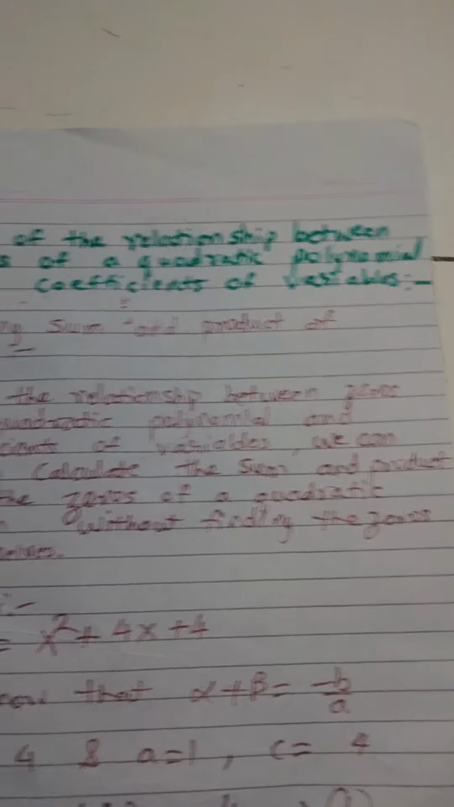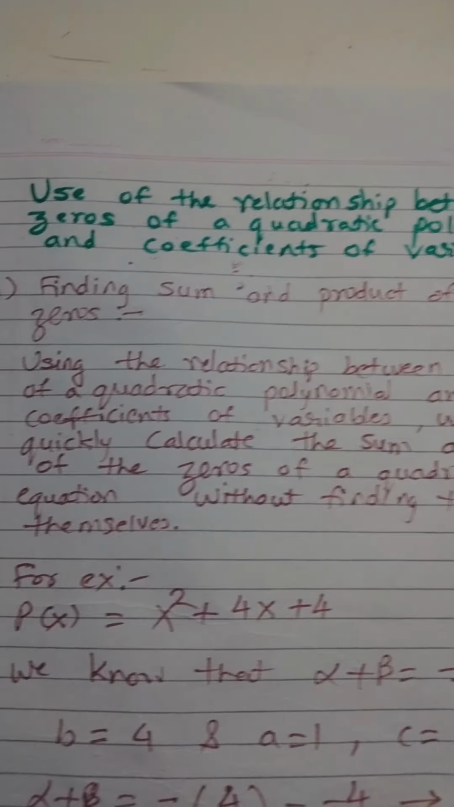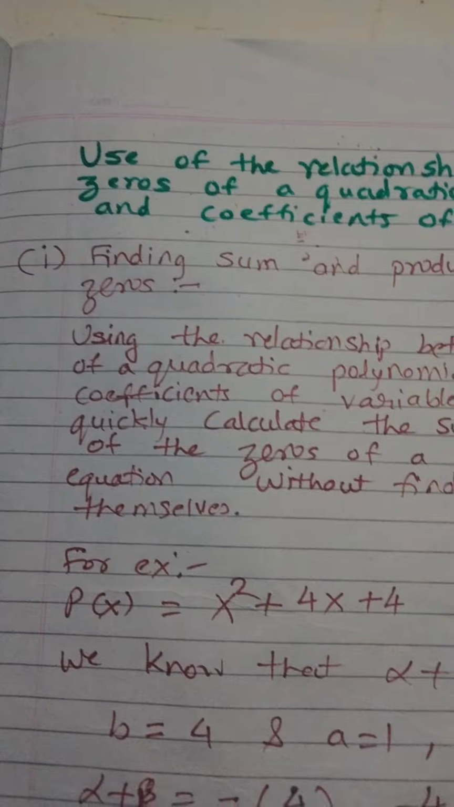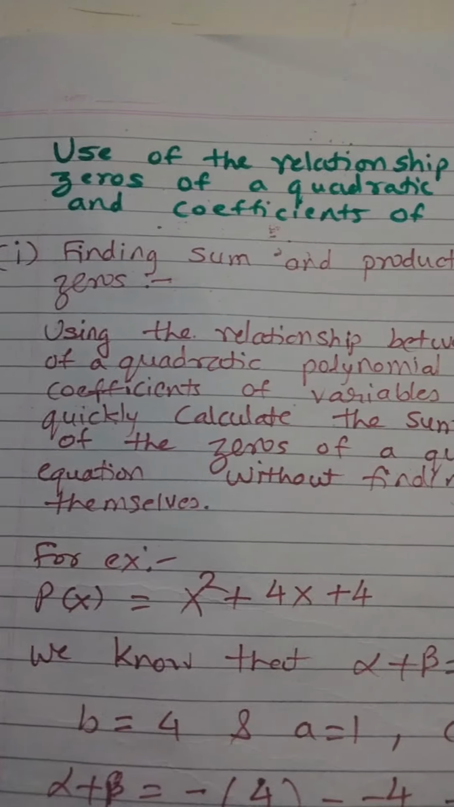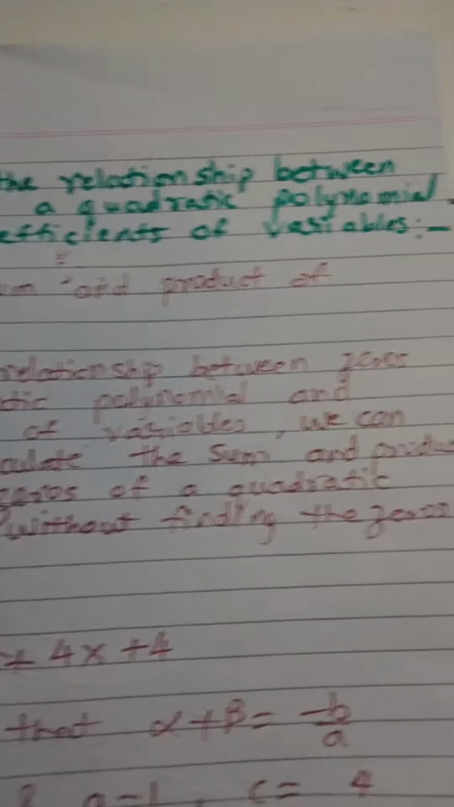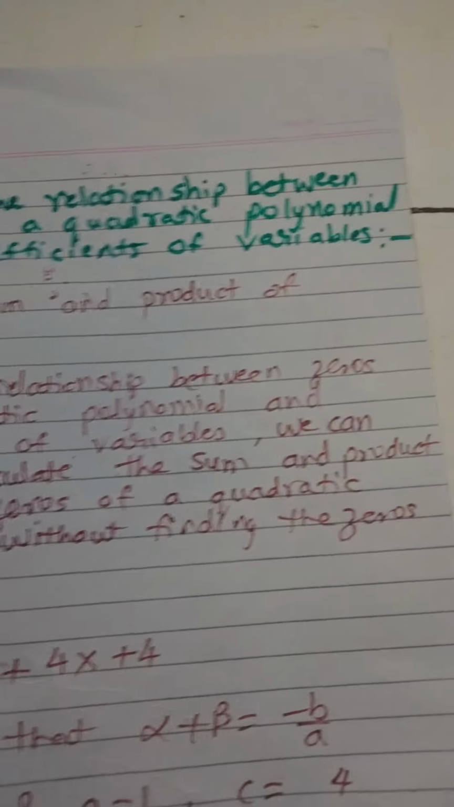Today we learn the use of the relationship between zeros of a quadratic polynomial and coefficients of the variables. First use is finding the sum and the product of the zeros. Using the relationship between zeros of the quadratic polynomial and the coefficients of the variable, we can quickly calculate the sum and the product of the zeros of a quadratic equation without finding the zeros themselves.